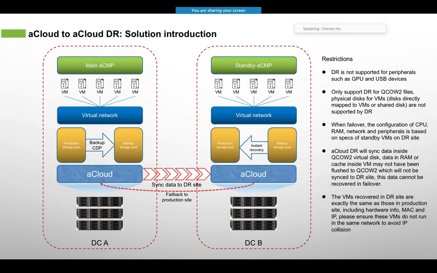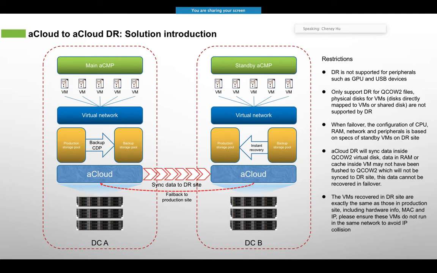And the second one is that we only support the DR for QCOW2 files. If VMs have physical disks attached, like those mapped disks to that VM, the disaster recovery solution on aCloud will not work for them. And when you fail over from the primary side to the disaster recovery side, the VM specification on the DR side is up to the configuration you did on that secondary side.